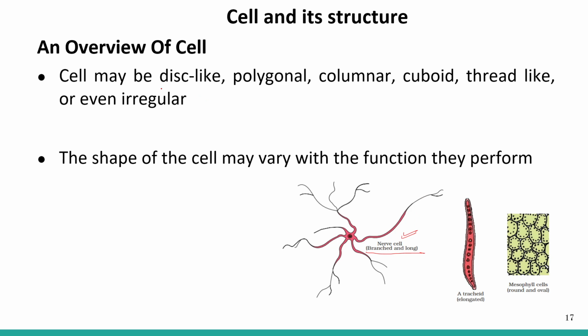Cell may be disc-like. Now we are talking about the different shapes. Cell may be disc-like, polygonal, columnar, cuboid, thread-like and even irregular. So why do they have different shapes? Because they have to perform different functions. The shape of the cell may vary with the function they perform. So we discussed just now that cells have to perform different functions, and according to that, they vary their shapes.